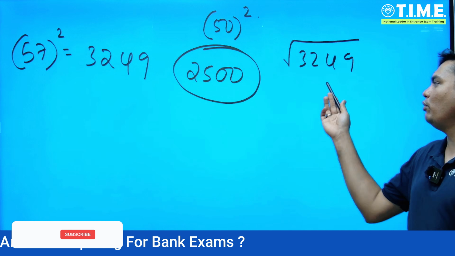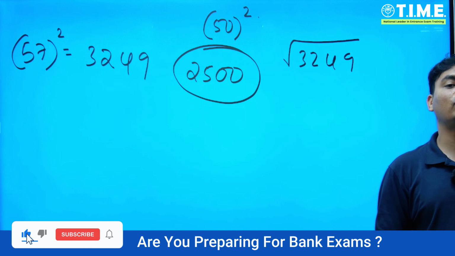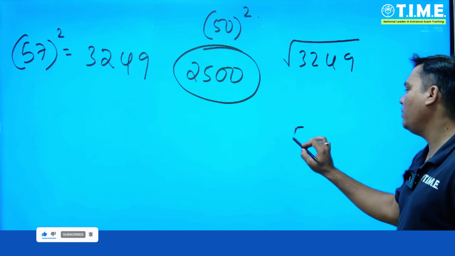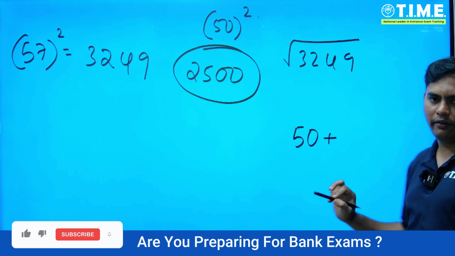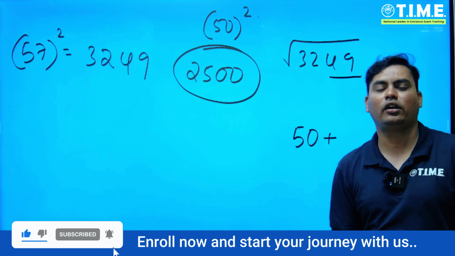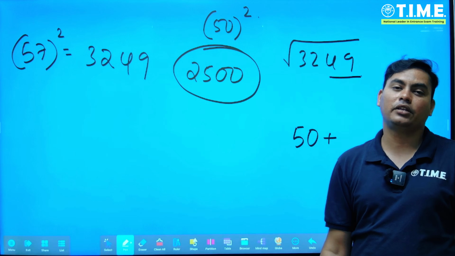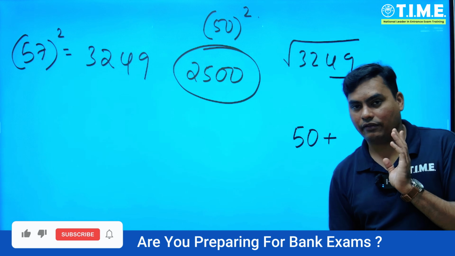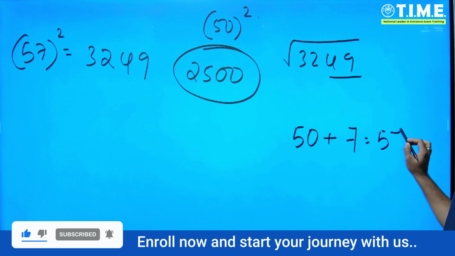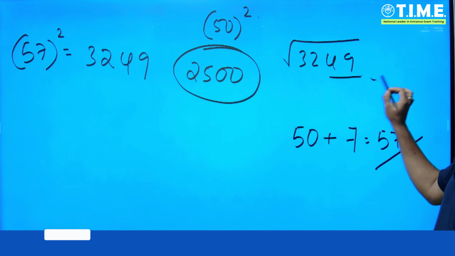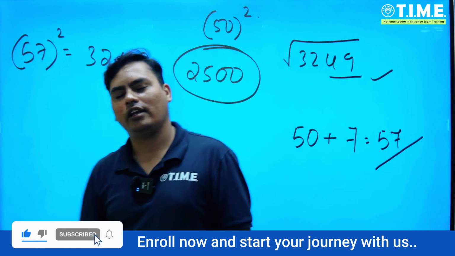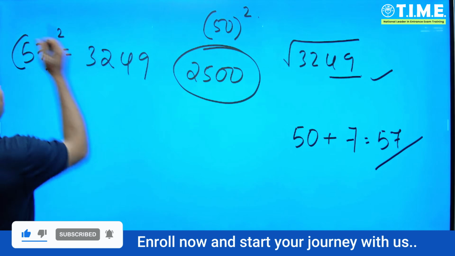Now, if I want to find the square root of 3249, is it more than 2500 or less than 2500? More than 2500. That means my answer will be 50 plus something. Correct, everyone? Now the last two digits are 49. 49 comes from 7 square. If I add that 7, my answer will be 57. So this was the square of 57. Got it?